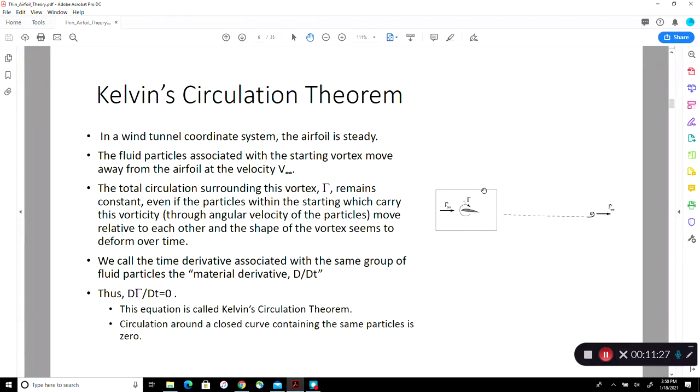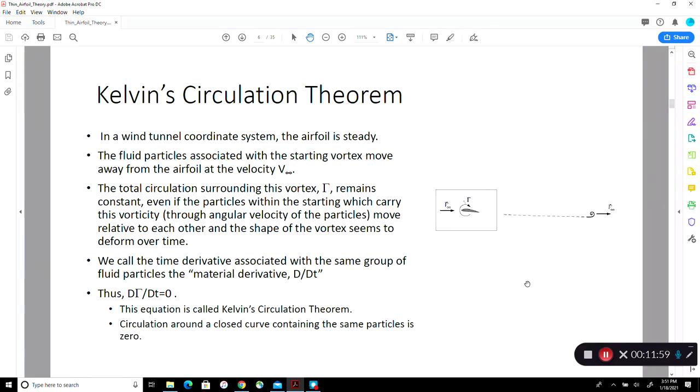So the total circulation of this big box surrounding the airfoil and the starting vortex remains unchanged, because we are talking about the same group of particles enclosing the same group of particles. Therefore, the time derivative associated with this gamma is 0, d gamma dt is 0. This is what we previously called the Kelvin circulation theorem. So circulation around the closed curve that encloses the airfoil and also the starting vortex is 0.